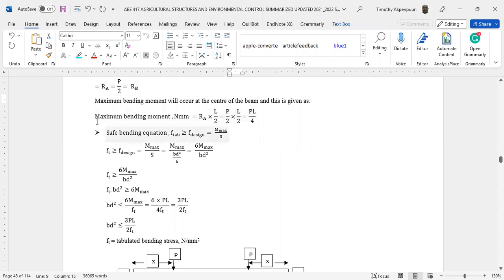Okay, good. So when the point load is acting in the middle, if we add reaction A plus reaction B, it gives us P. Of course, yes. Okay, sir. Thank you, sir.